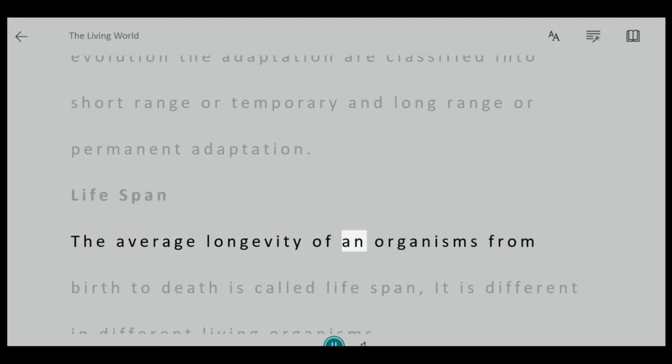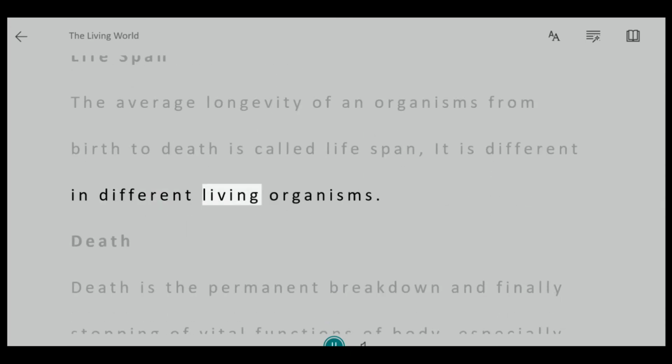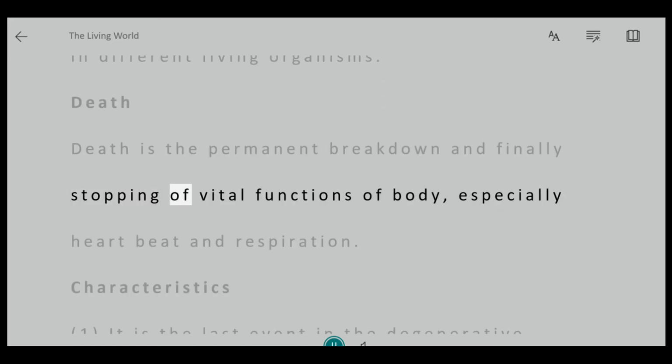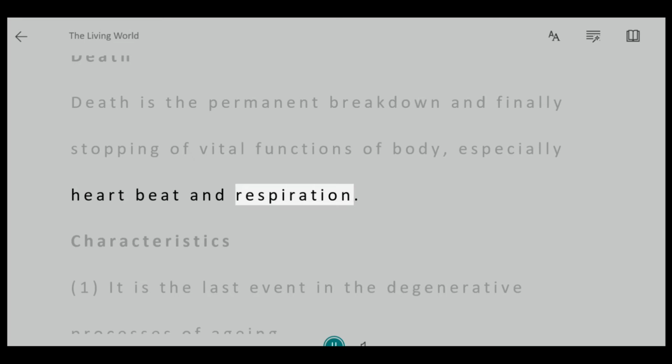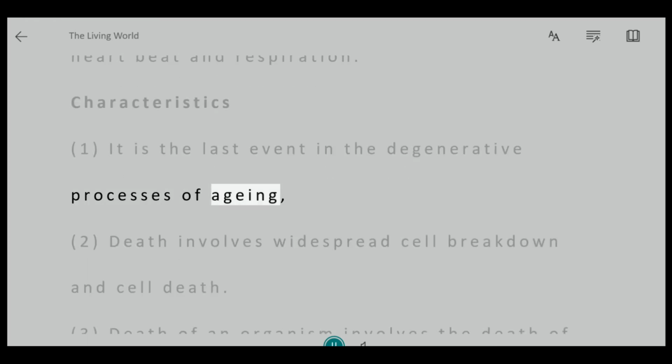Lifespan. The average longevity of an organism from birth to death is called lifespan. It is different in different living organisms. Death is the permanent breakdown and finally stopping of vital functions of body, especially heartbeat and respiration. Characteristics. 1. It is the last event in the degenerative processes of aging.